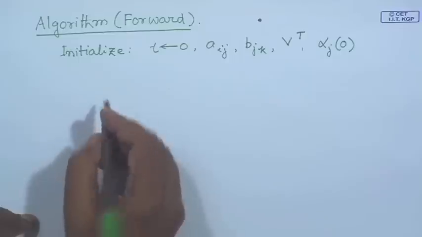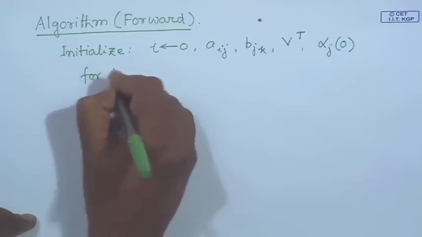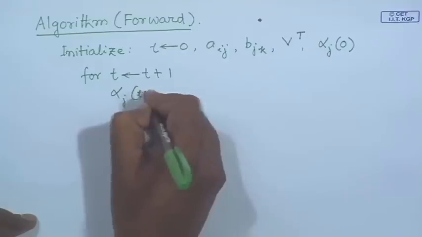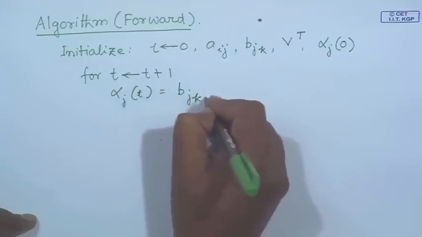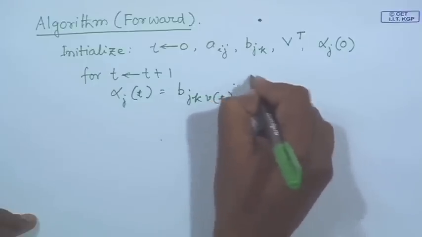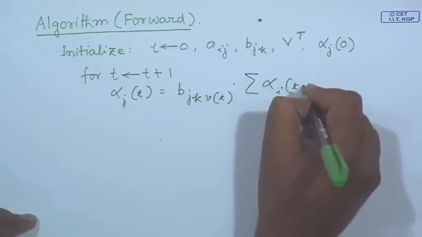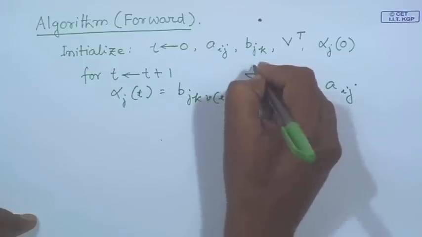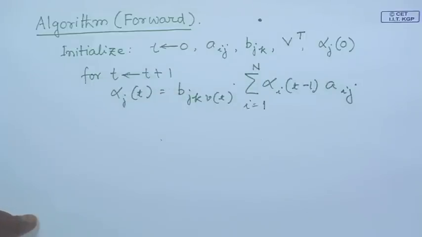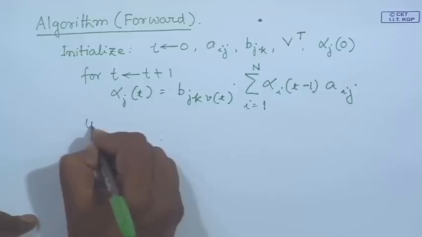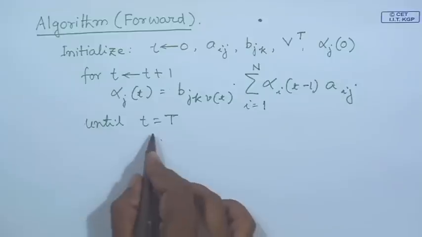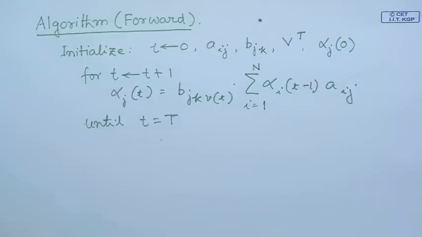And then I go for recursion. So, what I do is, for t, increment t, alpha j t will be b j k v t, the same one, into the sum of alpha i t minus 1 into a i j, where i varies from 1 to n, as I have n number of hidden states, and this has to continue until t becomes equal to capital T, because I have to take all the symbols from the given sequence of symbols.